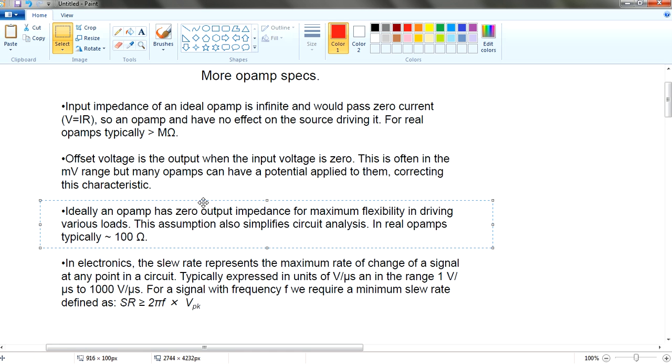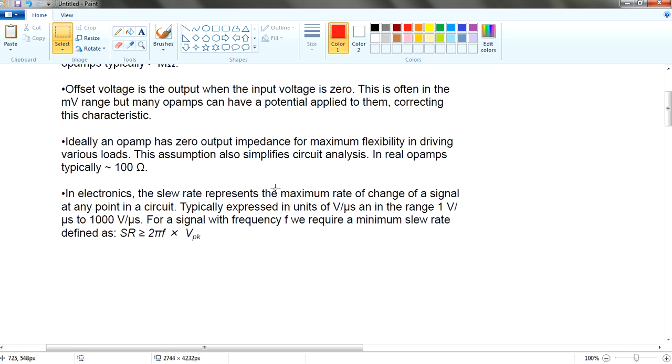So ideally 0 output impedance, but realistically 100 ohm. So this is the specs, right? The slew rate represents the maximum rate of change of a signal at any point.